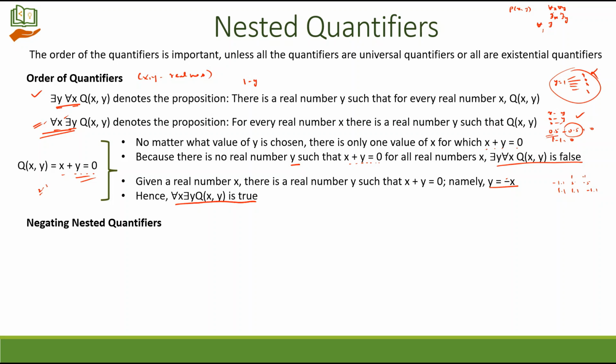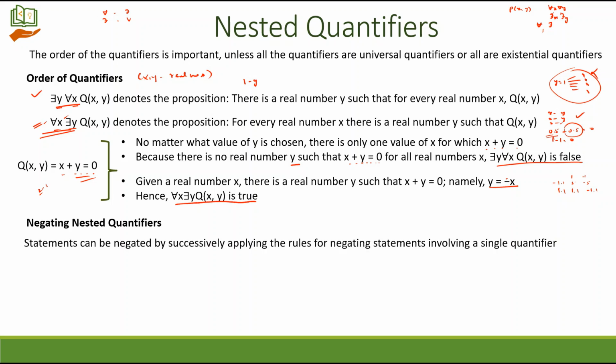Under nested quantifiers, the next topic that we are going to discuss will be negating the nested quantifiers. So when we negate for all, we know it will be changing to existential. When we negate there exists, it will be changing to for all. But what about nested quantifiers? Statements can be negated by successively applying the rules for negating statements involving a single quantifier.